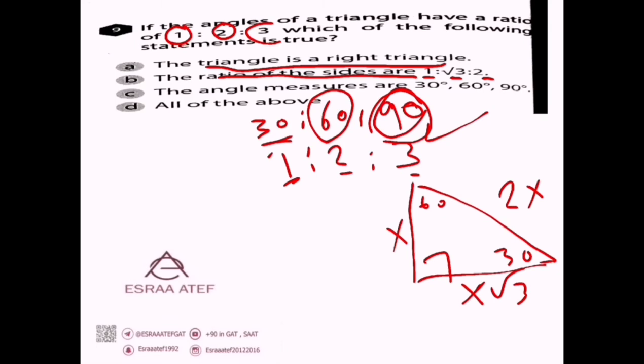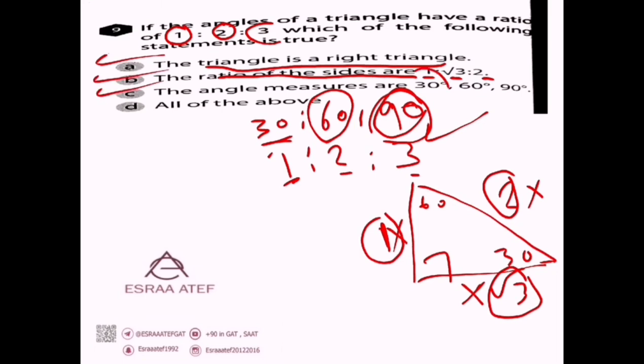So it means if we put here 1, it means that 1, yes, to square root of 3, yes, to 2, okay, which are the sides. So A is 1 and B is 1. See, the angle measures are 30, 60, 90. Yes, it's right. So we will choose that all of the above is right.